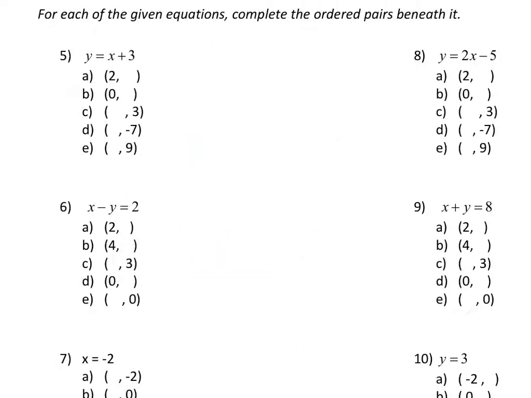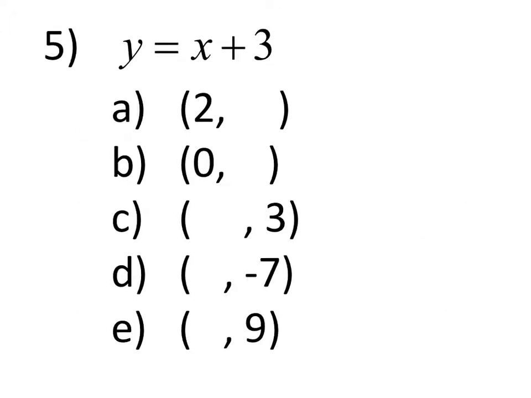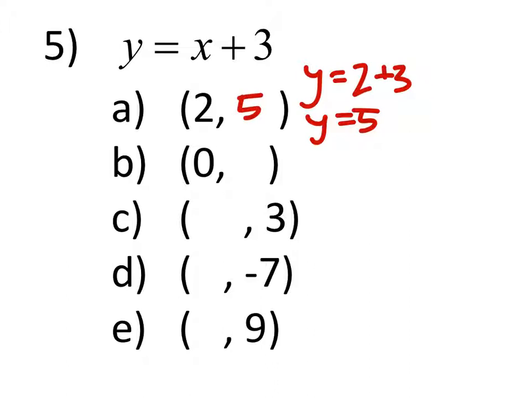For each of the given equations, complete the ordered pairs beneath it. So here, for A, we have an x value that's 2. So really, this ends up being y equals x, which is 2, and then we'll add the 3. Well, 2 plus 3 is 5. So the ordered pair is 2, 5. And then I would put that on a graph if it had asked us to graph that, which it will on the next part. For B, now the x is 0, so I have y equals 0 plus 3, which is just 3. So that gives me this ordered pair, 0, 3.